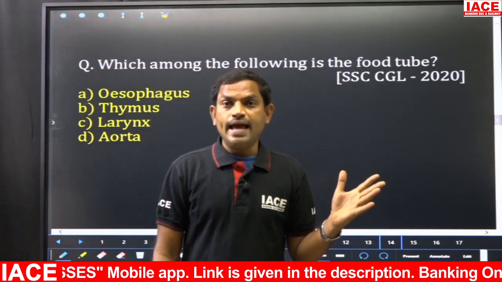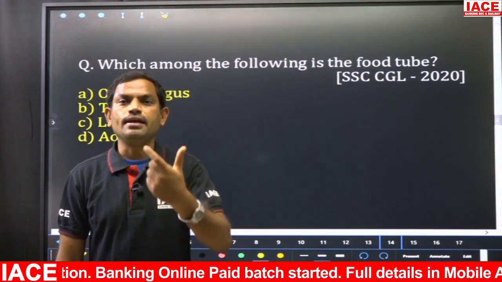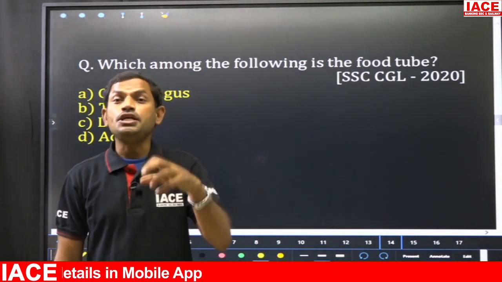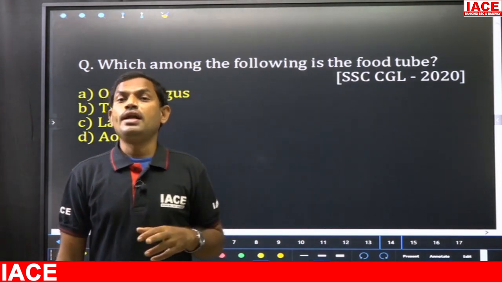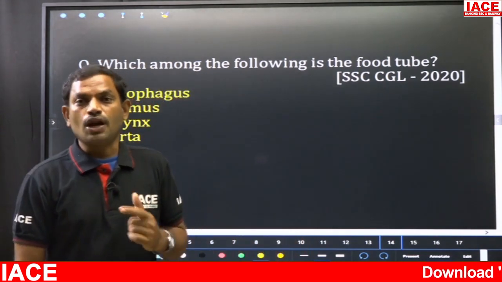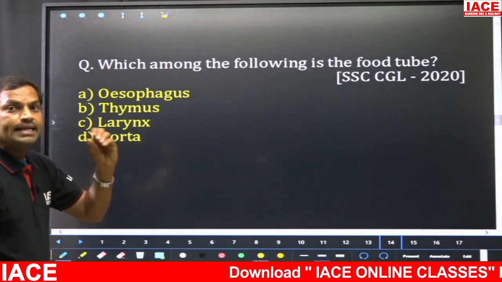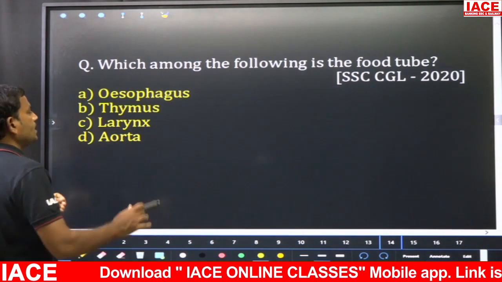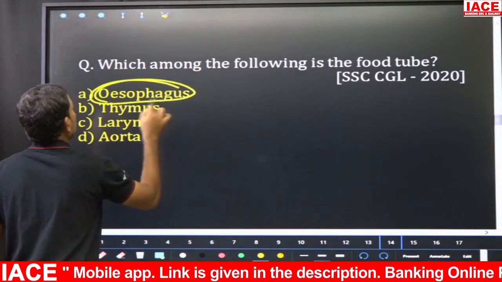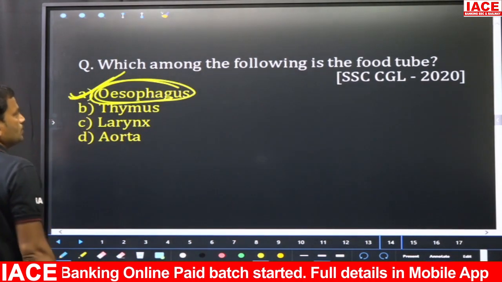Now in between the mouth and anus, a number of parts are present. From the beginning, the mouth, then buccal cavity, then pharynx, then esophagus, then stomach, small intestine, large intestine, like that. And finally it ends with the anus. Now the question is the food tube, through which food enters the stomach. That is nothing but the esophagus. Clear? The esophagus is the structure through which food passes from the pharynx to the stomach.